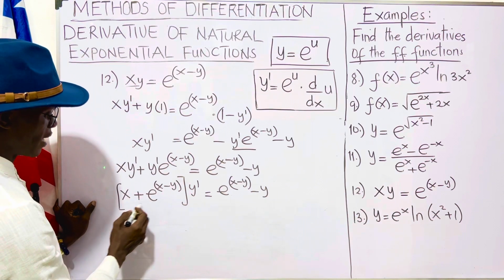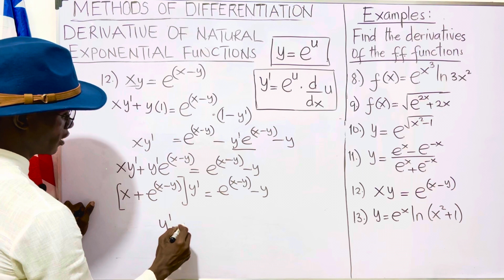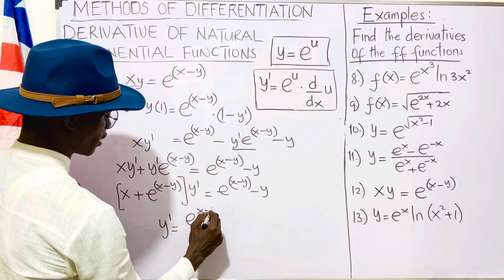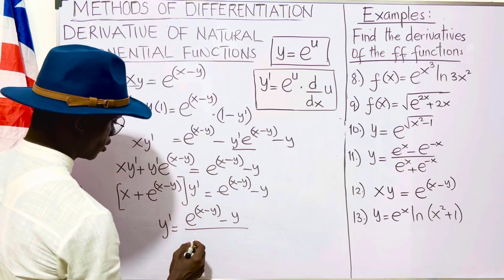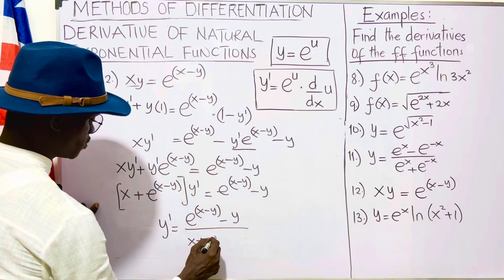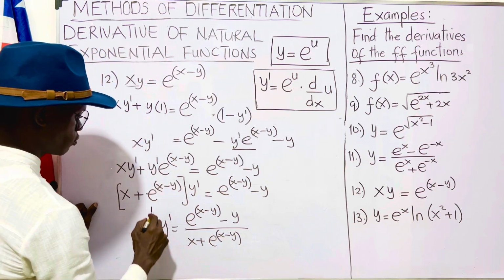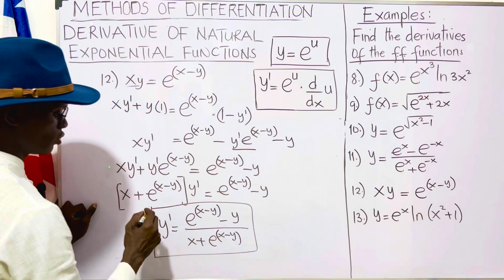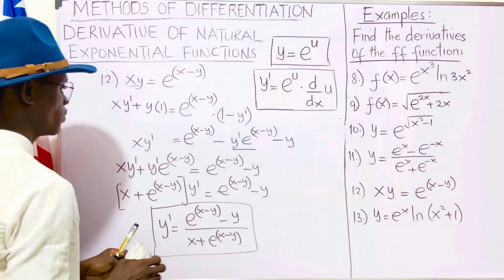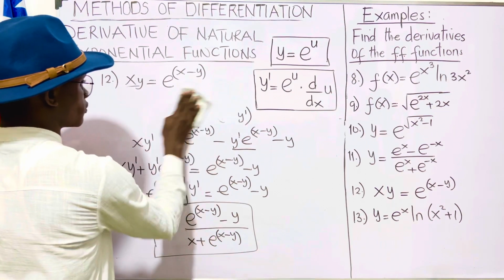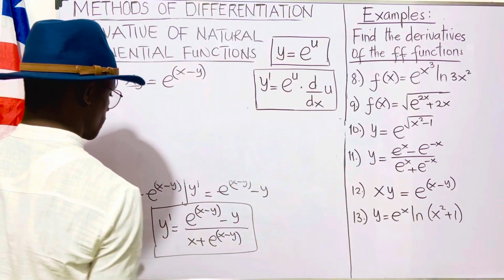So we divide this out by this expression, and also this out by this expression. We have y prime to be e raised to the power x minus y all over x plus e raised to the power x minus y. So probably your instructor might want you to stop right here, but you can further rewrite this expression.